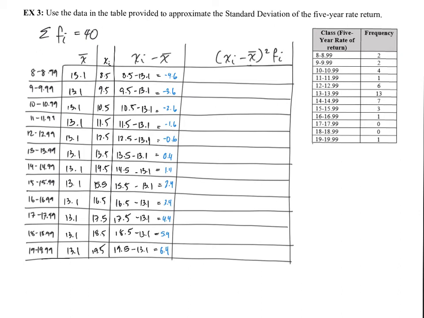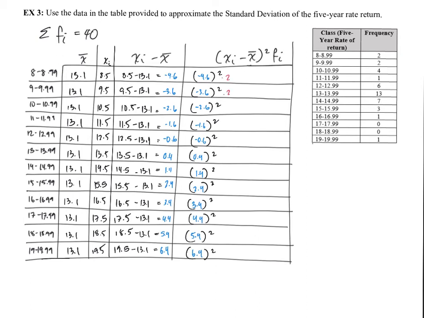Next, we're going to add on to those. We'll square these values and then multiply them by the frequency. So I'll set this up. Let's take these values and put them in the squaring section. Okay, so I filled that out, and then we're going to multiply by the frequencies. These are our frequencies: 2, 2, 4, 1, 6, 13, 13, 7, 3, 1, 0, 0, 1.